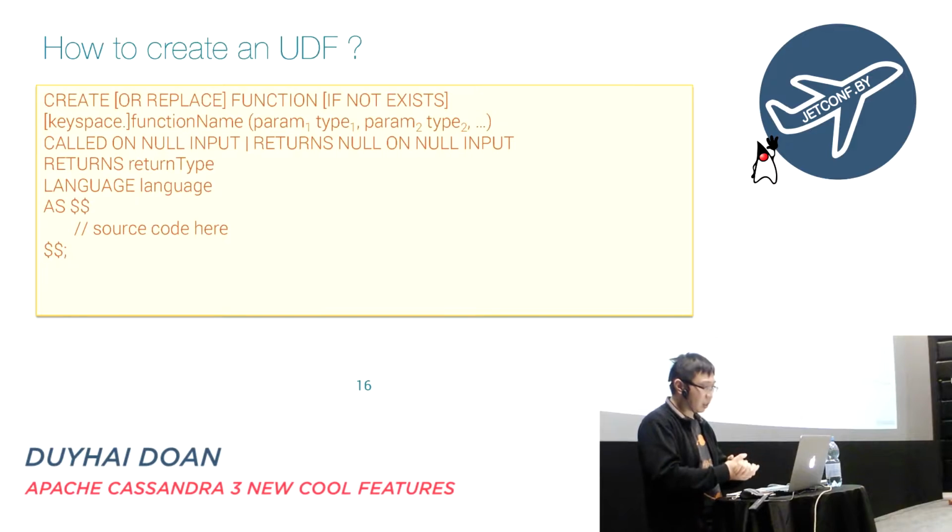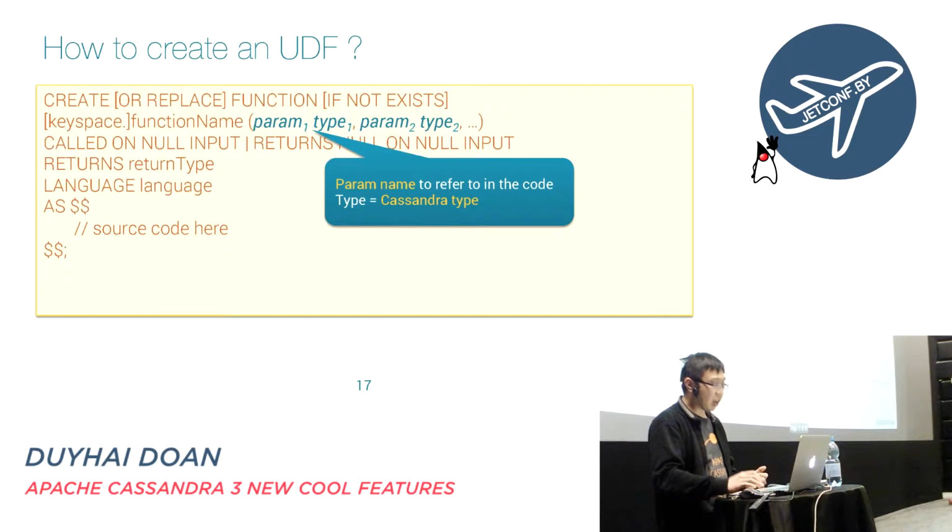So let's see how to create a user-defined function. This is the syntax: create or replace function if not exists, the keyspace name, the function name. Here you have the parameter names and the types. The types are Cassandra types, of course. Okay, text, UUID, bigint, and so on.